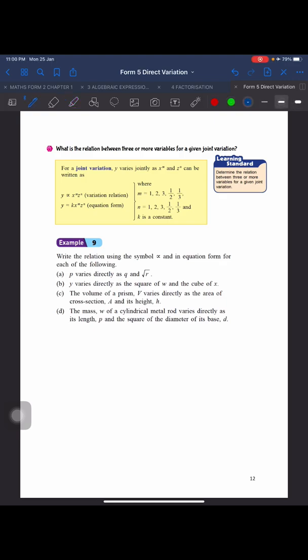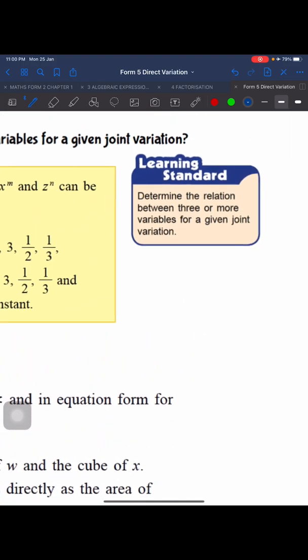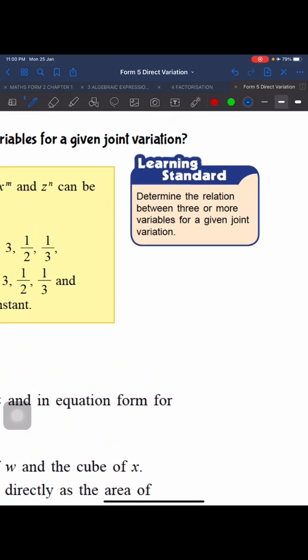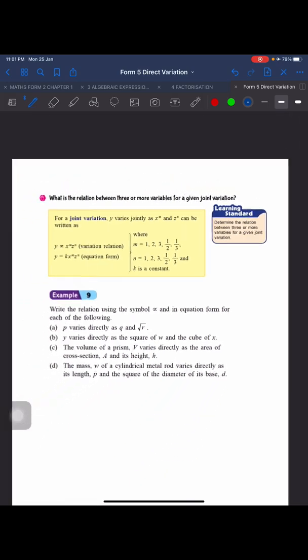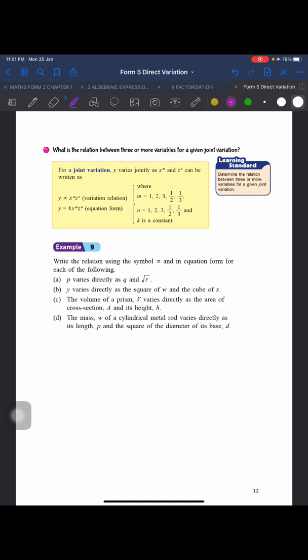Now we proceed to the next learning standard. In this learning standard, you must know how to determine the relation between 3 or more variables for a given joint variation. So what is a joint variation? From the previous examples, you know that you only have a one-to-one relation, right?